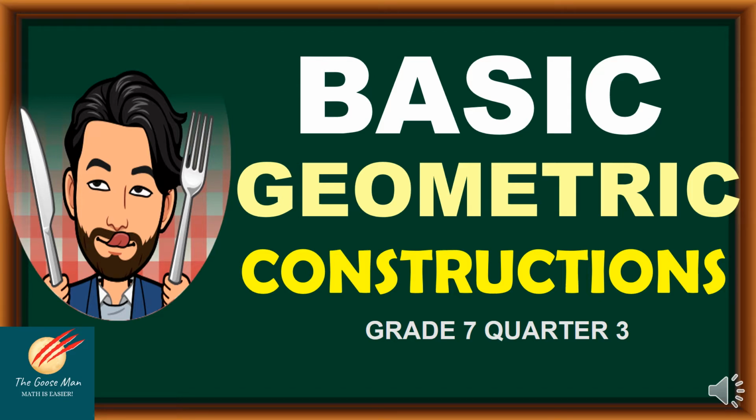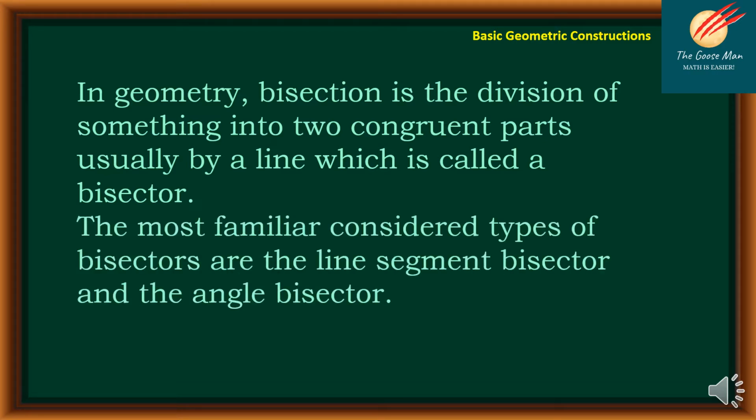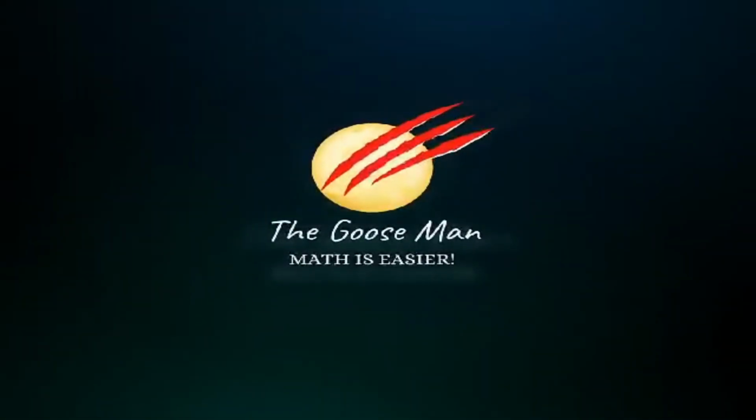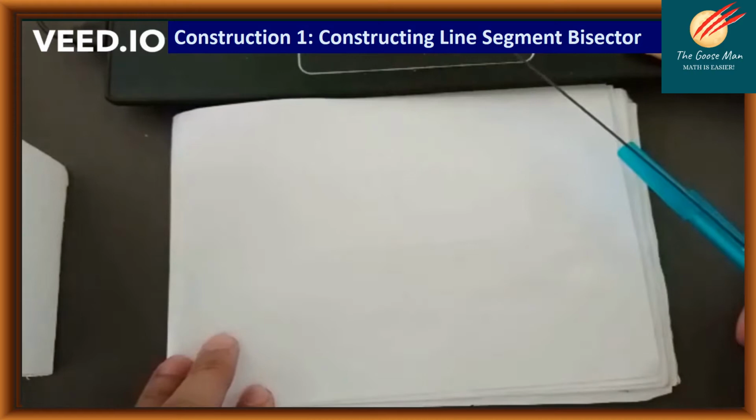This is Teacher Onen Guzman and our topic for today is geometric construction from Grade 7, Quarter 3. In geometry, bisection is the division of something into two congruent parts, usually by a line, which is called a bisector. The most familiar types of bisectors are the line segment bisector and the angle bisector. So let's begin in constructing a line segment bisector.